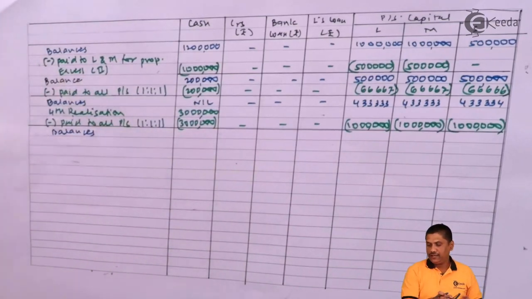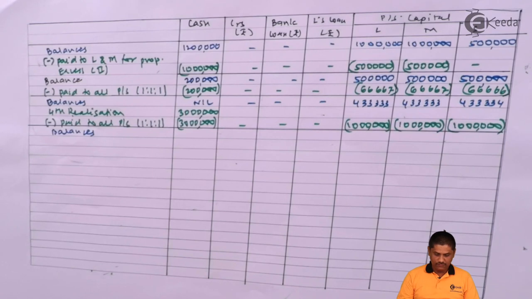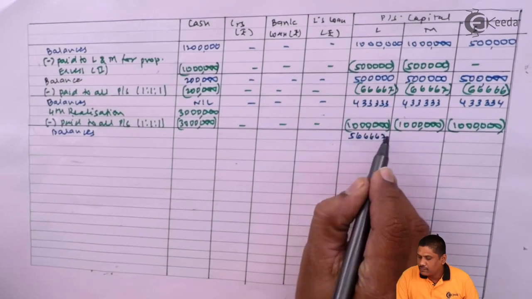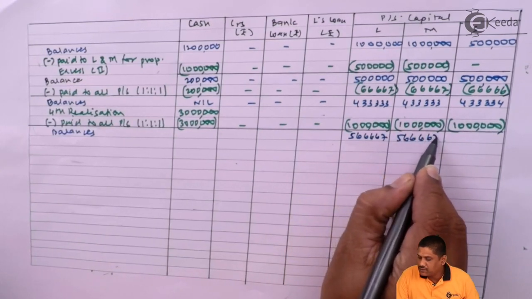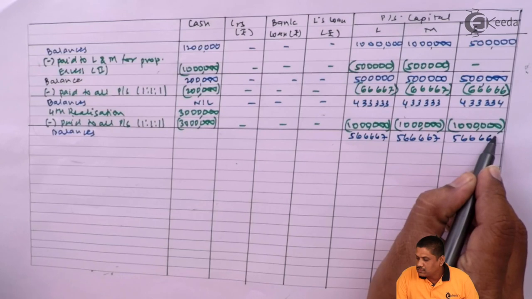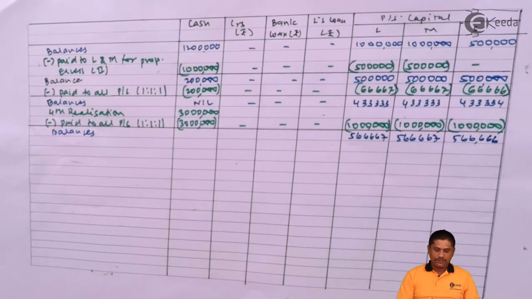Balances will be 10 lakhs minus 4,33,333, which is 5,66,667, and 5,66,666, right? Minus 4,33,334. Okay, these are their balances, but they are negative.